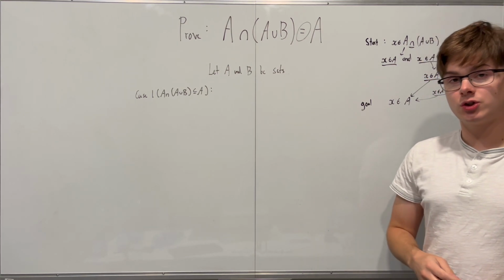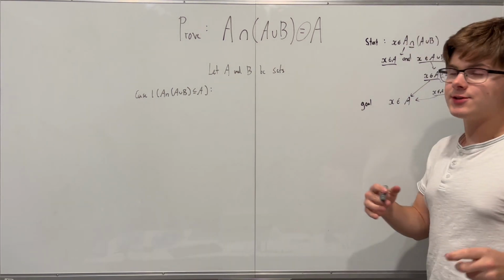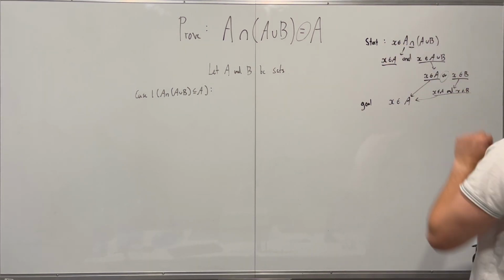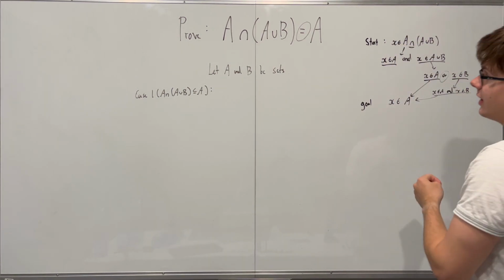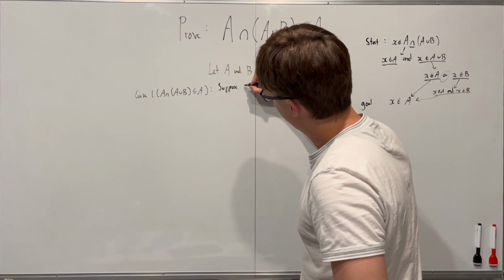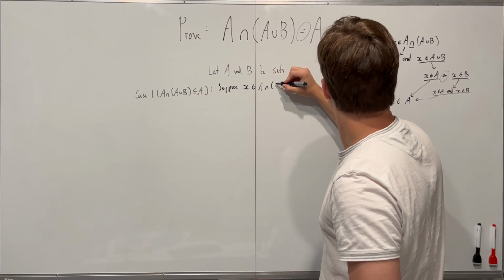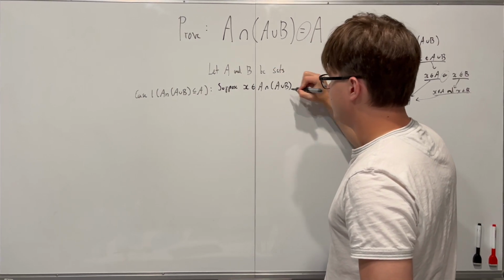Let's go ahead and try and put that more precisely into words. Okay, so how do we start this proof? We start by supposing our representative element, right? We can say, suppose x is an element of A intersect with A union B.